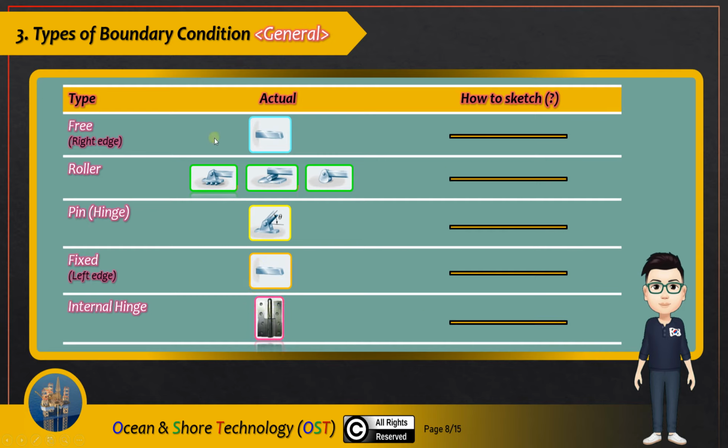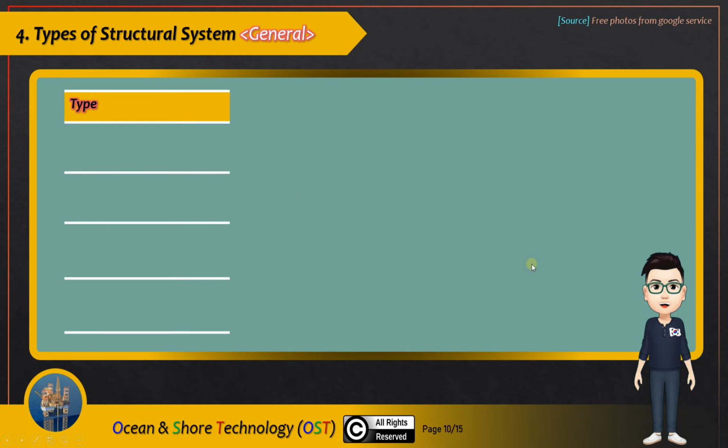So how to sketch it? Look at that free condition, we don't need to do anything, but in the case of roller, you can see here, this is the roller system, which means that we can move to the left, to the right. And the pin conditions, as you can see here, we cannot move left and right and up and down, right? But the moment is free. In the case of fixed conditions, we do not allow to move left, right, and up. At the same time, moment is also fixed. So internal hinge can be presented like that, right?